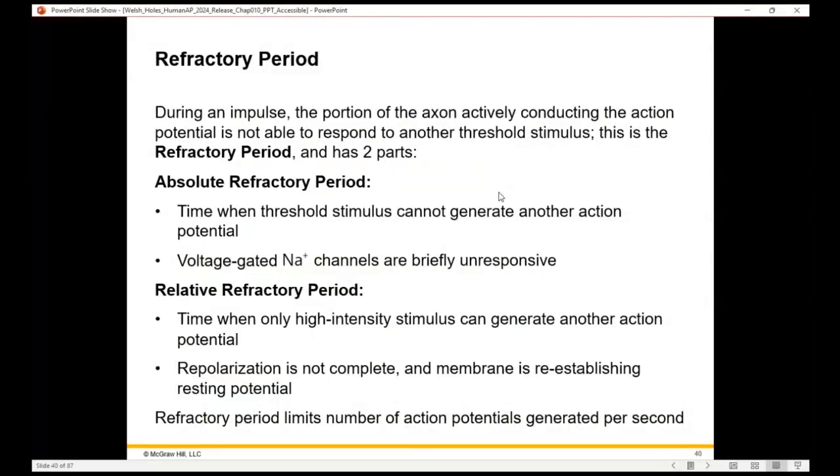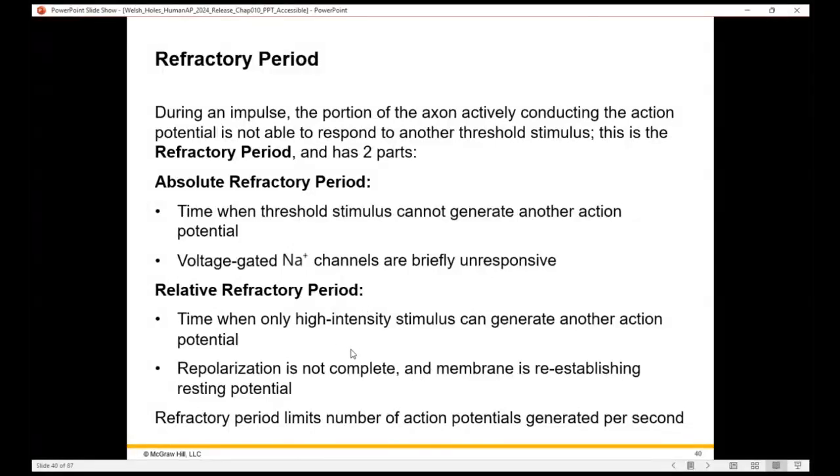Okay, there is a refractory period. During an impulse, the portion of the axon actively conducting the action potential is not able to respond to another threshold stimulus. This is the refractory period, and it has two parts. The absolute refractory period. This is the time when the threshold stimulus cannot generate another action potential, and a voltage-gated sodium channel is briefly unresponsive.